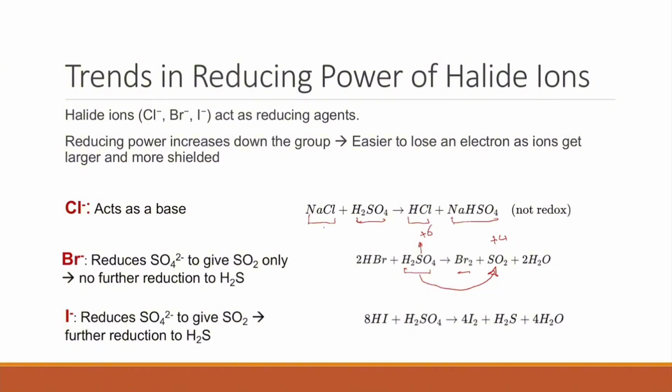So the iodide, when it actually reacts with sulfuric acid, it can reduce it even further, not just to give sulfur dioxide, but also to give hydrogen sulfide, H2S. So now you can get two different gases that contain sulfur when you react the iodide with sulfuric acid. One of them is sulfur dioxide, the other one is hydrogen sulfide. And of course, the iodide will get oxidized to give the iodine.